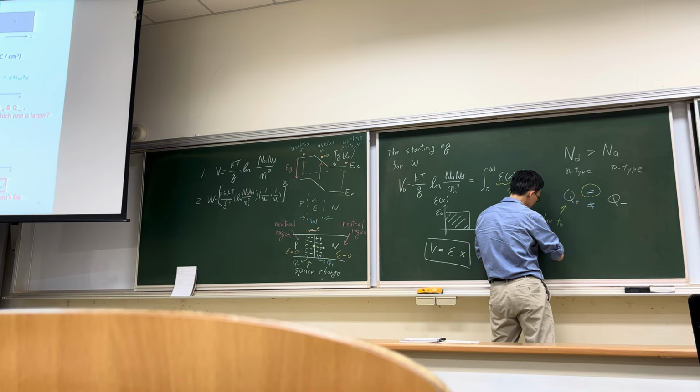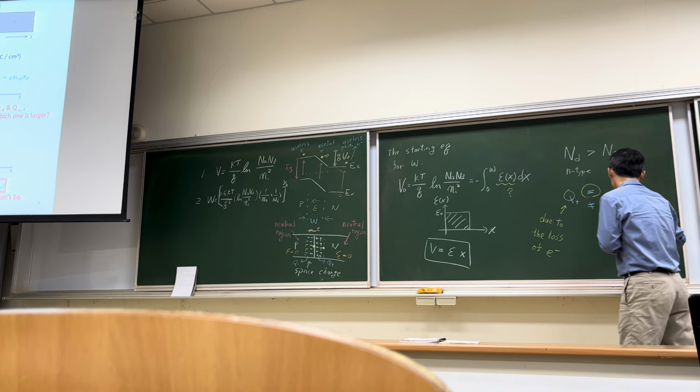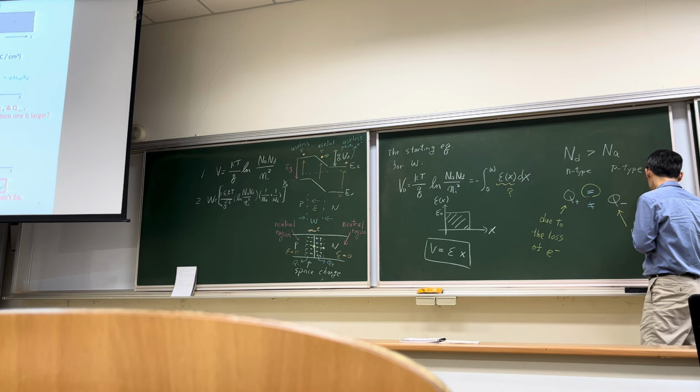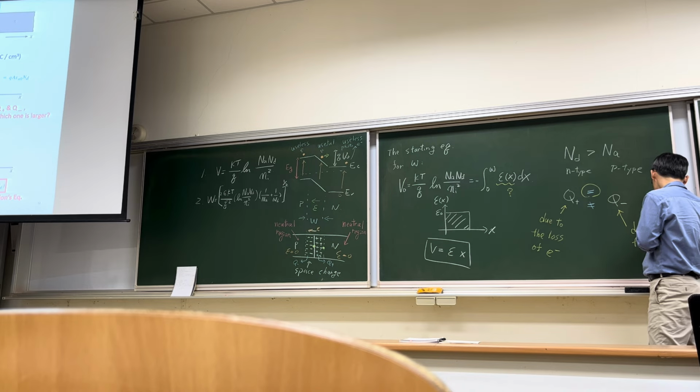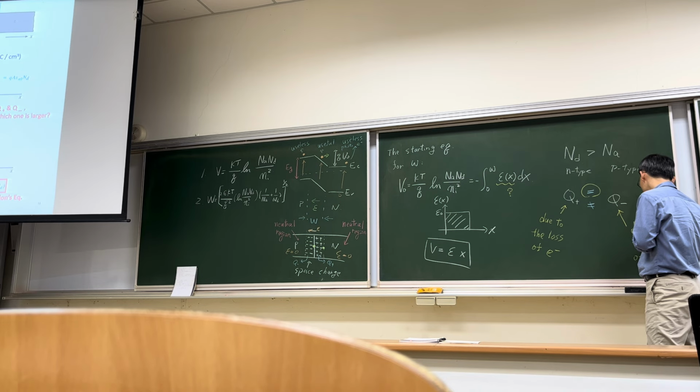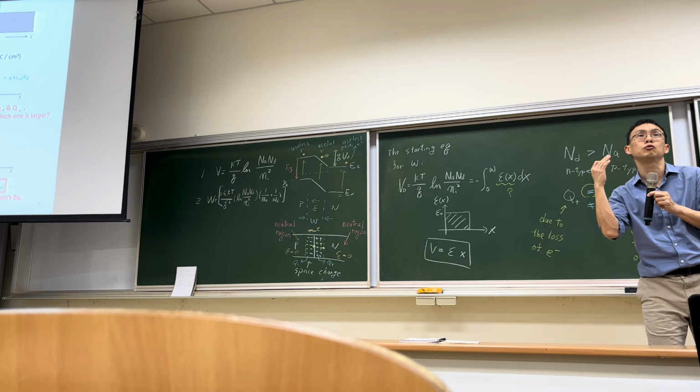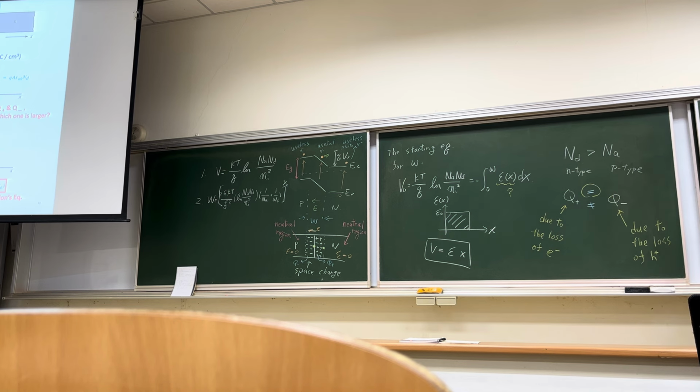Due to the loss of electrons, due to the loss of holes. You can also say due to the recombination, which is the loss. This is very important, because this relationship will give you a very important conclusion.